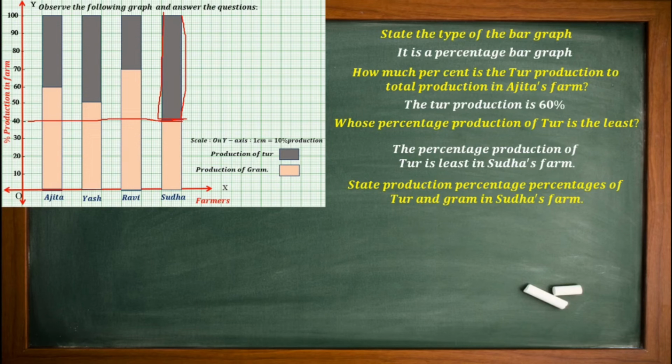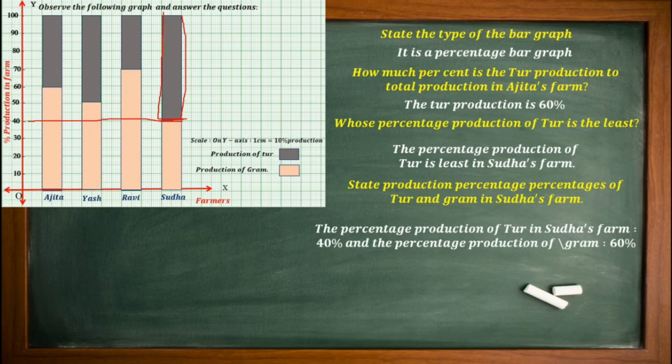So in this way, the percentage production of tuar in Sudha's farm is 40% and the percentage production of gram is 60. Okay, now the fourth, last question is here.